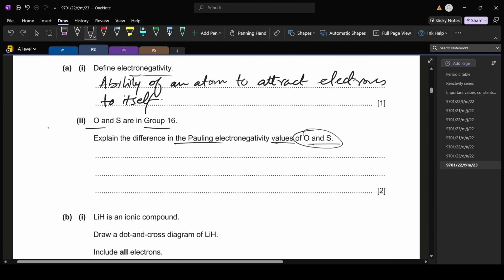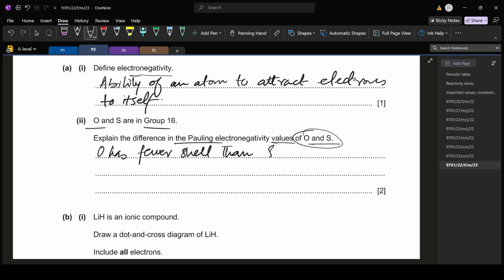So what will you write? Oxygen has fewer shells than sulfur, so greater attraction from the nucleus in oxygen.